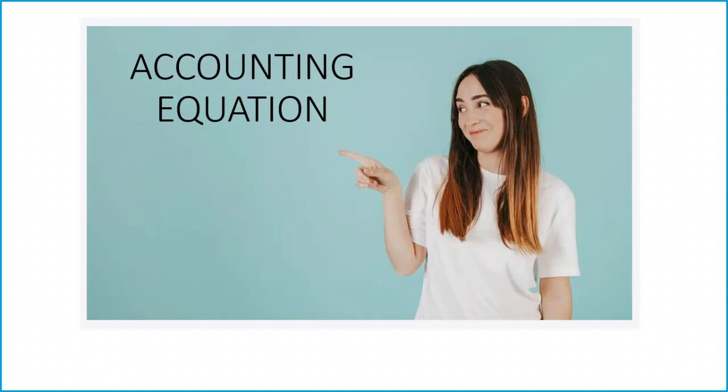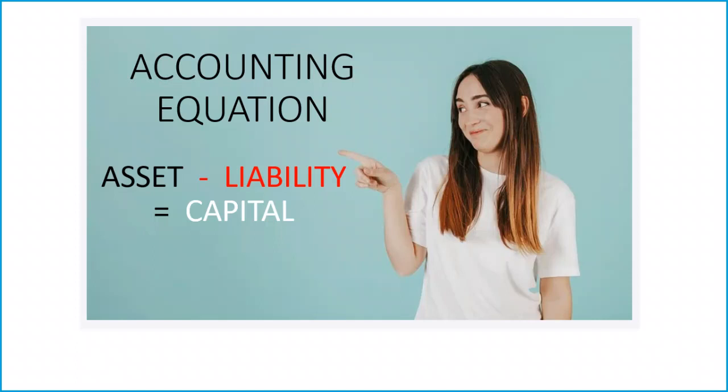Today for the beginners is what we will be quickly talking about. When we are talking about accounting equation, basically we are talking about three elements in accounting. We are talking about assets, we are talking about liabilities, and we are talking about capital, or what we can call equity.